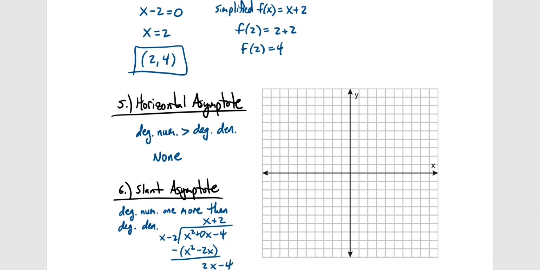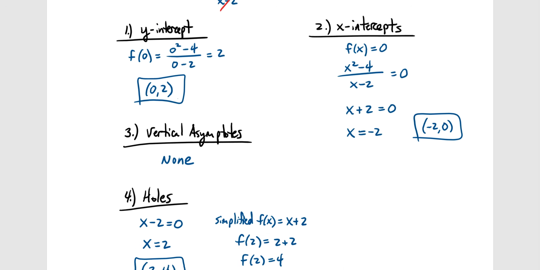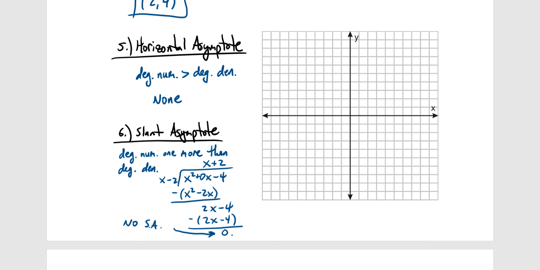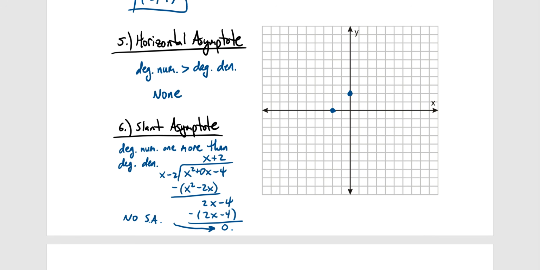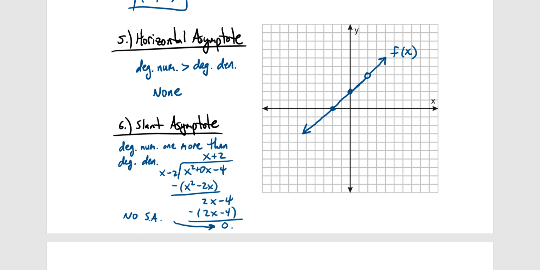Okay, so let's graph what we have so far here. We have the y-intercept at 2, x-intercept at negative 2, and a hole at 2 comma 4. So since we know this is going to be linear with that hole, because it simplified to a linear function with a hole, we can just connect that as a straight line. And that is our function f of x. So that one actually ended up being linear with just the hole in it.